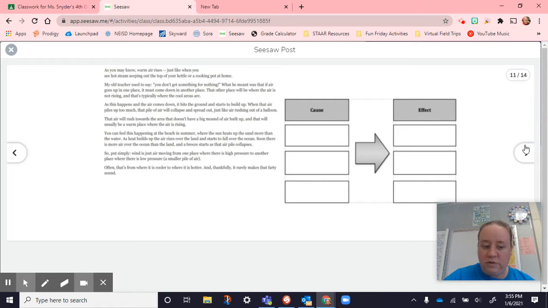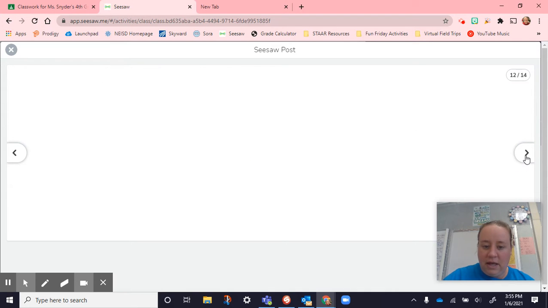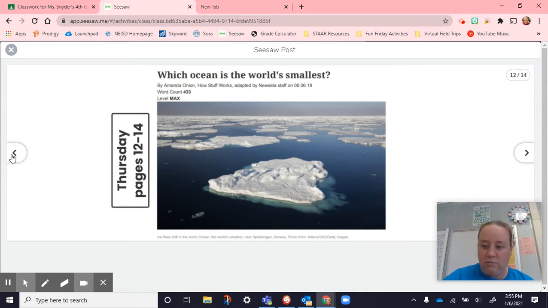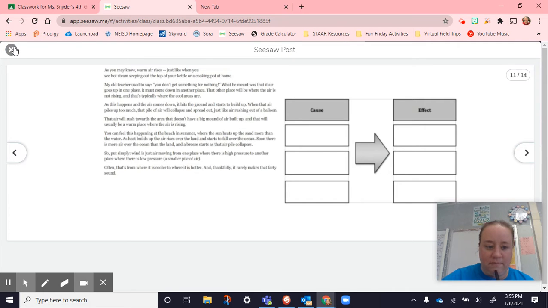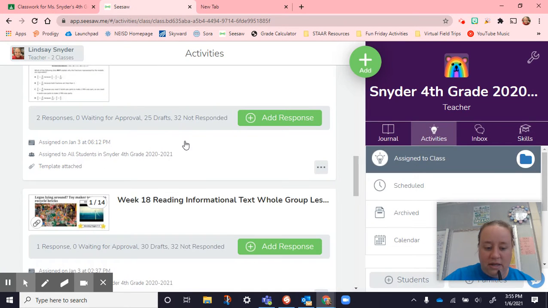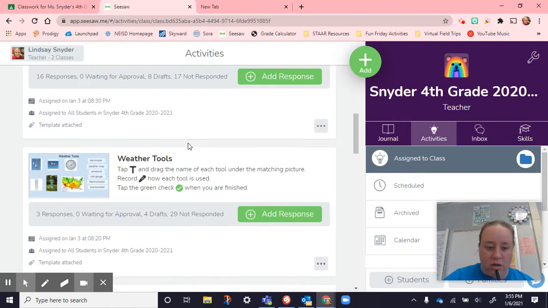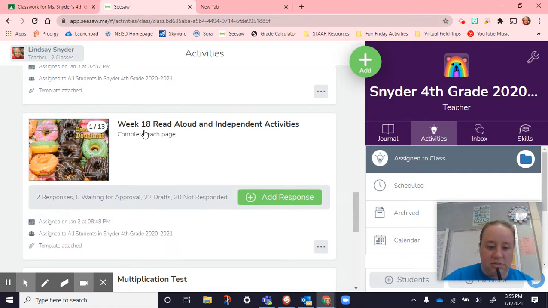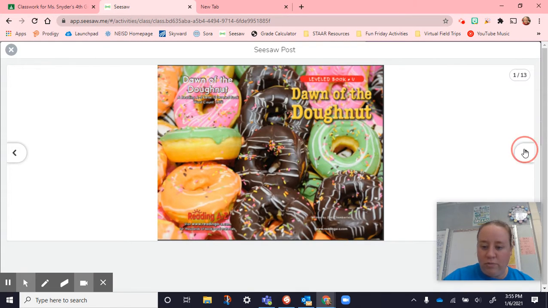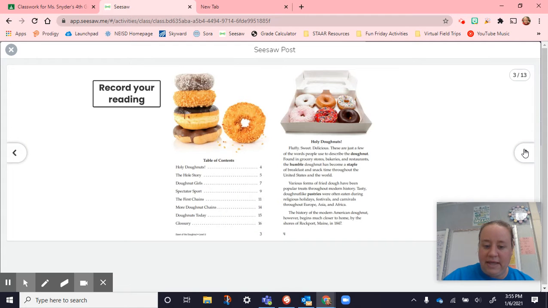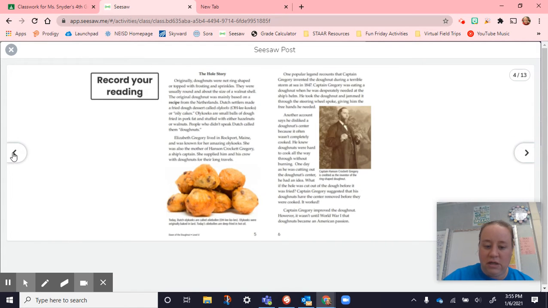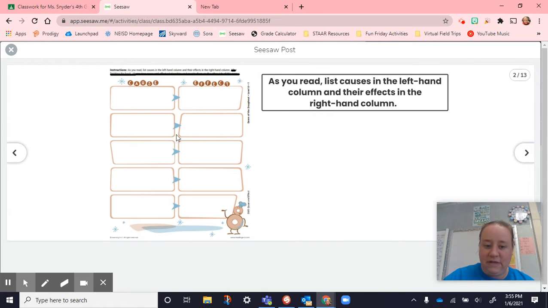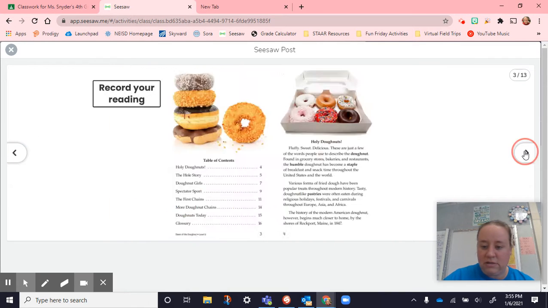and then students broke off into groups and they worked on the cause and effect. And then tomorrow we'll start page 12. So it was just 9 through 11 that we did together. And then for independent work, they worked on the Dawn of the Donut. So here, again, to go over, you're recording and doing the activities. So you're recording yourself reading the story and the activities that are throughout, so cause and effect.